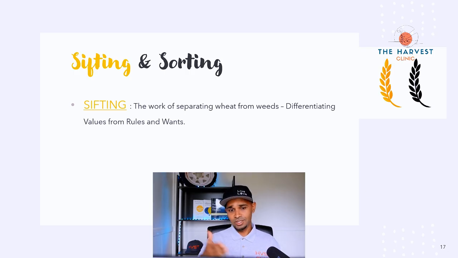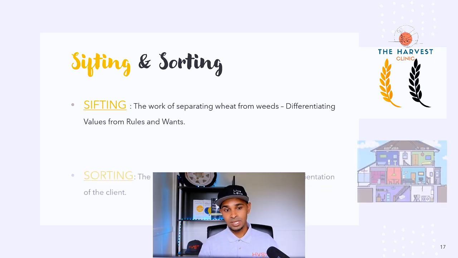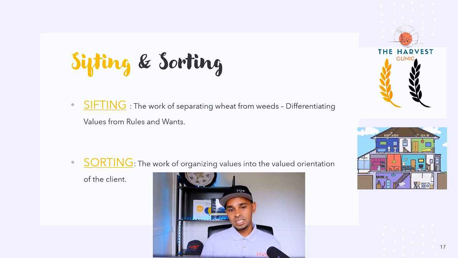And that's the case with values, rules, and wants. They can all look very, very similar. And how do we actually help clients to differentiate them? Do we need to? That's what we're going to talk about there. And the second one, sorting, is the idea of organizing values into a values orientation.